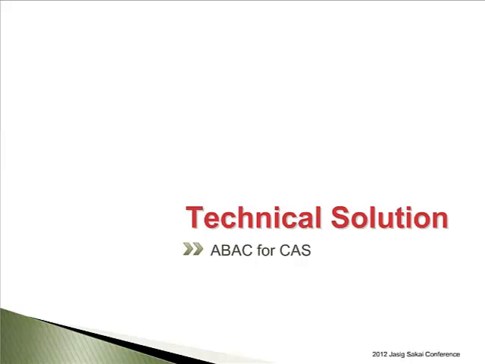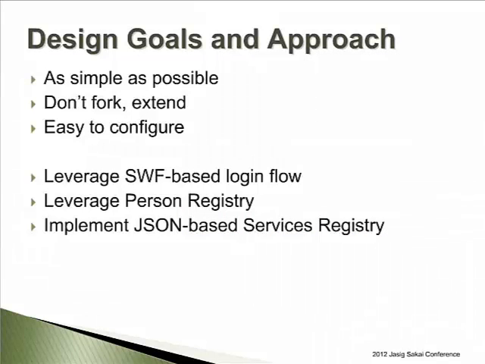Thanks, Kevin. So to start off, I'll talk a little bit about what our design goals and approach were. Working with Fordham, we wanted to leverage their installed CAS system to extend it with some authorization functionality. We wanted that to be as simple as possible. We wanted not to have to fork the CAS server. In other words, we wanted to simply extend the CAS server so that Fordham could stay on the community distribution. And it needed to be easy to configure. So those were the main things that we wanted to drive at.